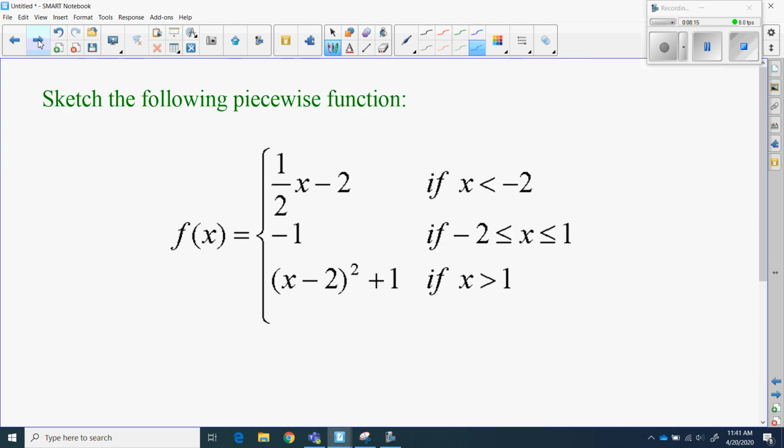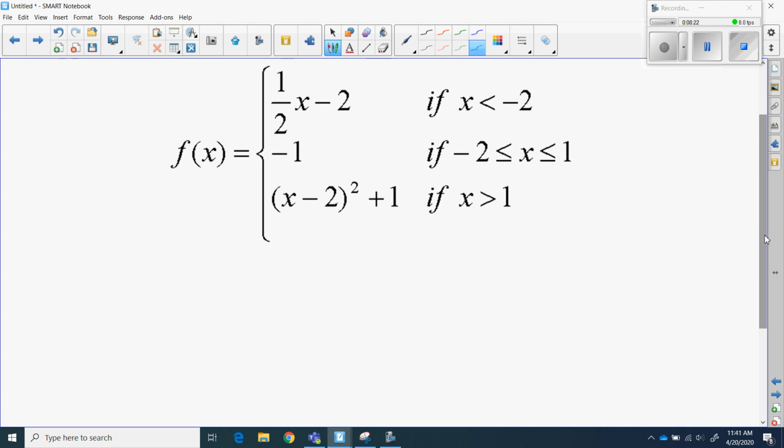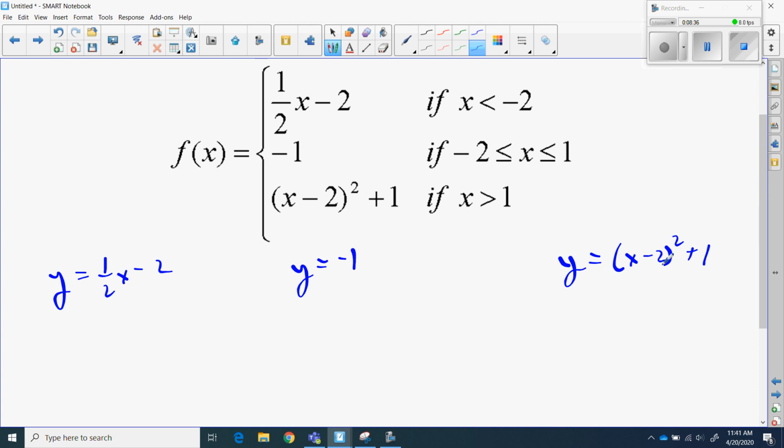Okay, so let's suppose I wanted to draw the sketch of this graph right here. Well, to do that, I've got 3 functions. Basically, I've got to sketch y equals 1/2 x minus 2. I've got to sketch y equals -1. And I've got to sketch y equals (x minus 2) squared plus 1. 3 functions, but they're all going to be put together on the same grid. We're going to make 3 tables, x and y.